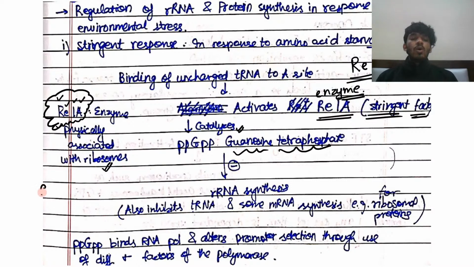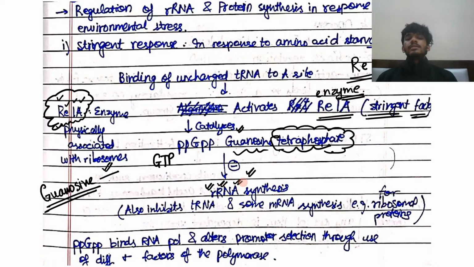Okay, you know what is guanosine? Guanosine is a nucleotide, right? And guanosine, if I attach 4 phosphates to it, that will be guanosine tetraphosphate. GTP is guanosine triphosphate. Now I have formed guanosine tetraphosphate, and guanosine tetraphosphate is an inhibitor of ribosomal RNA synthesis. So it will inhibit the formation of rRNA, and therefore it will stop the formation of ribosomes.